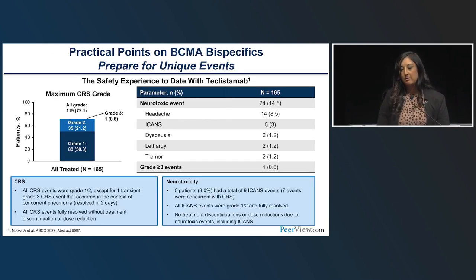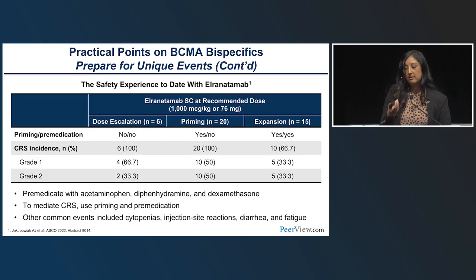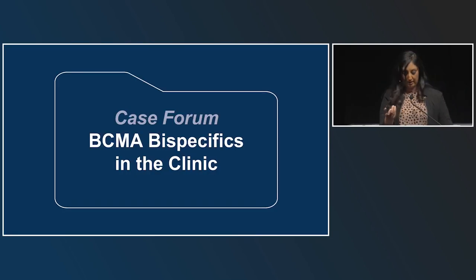And then in terms of the safety for these, again, CRS is still the most common thing that we see, but mostly grade 1. You see here, 50% of the patients had grade 1, and grade 2 was a lower number, and barely any grade 3, if at all. Patients do have some other, headache, ICANS, but again, pretty low in terms of that. And neurotoxicity is not seen very often as well. Again, the elra data shows pretty much the same thing. You do see CRS at the dose escalation, 100% of patients, but mostly grade 1, a few grade 2, no grade 3.